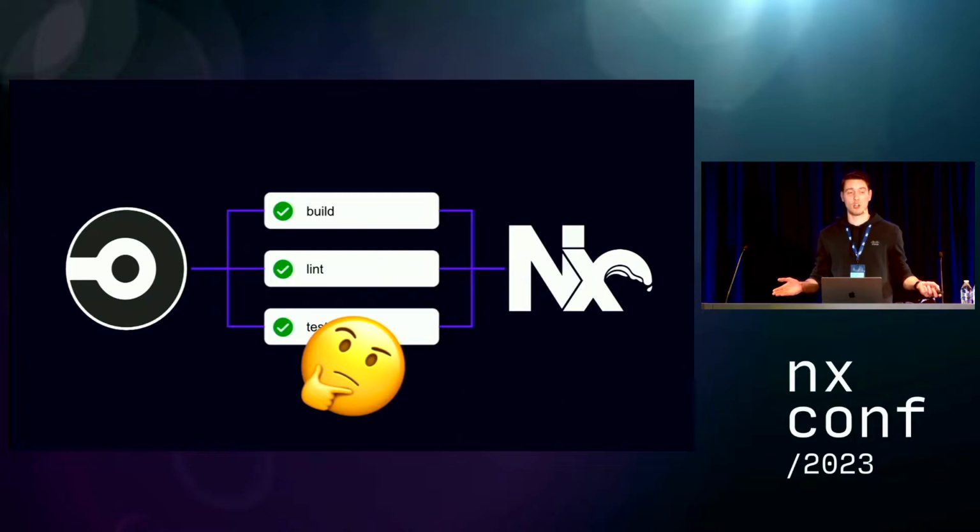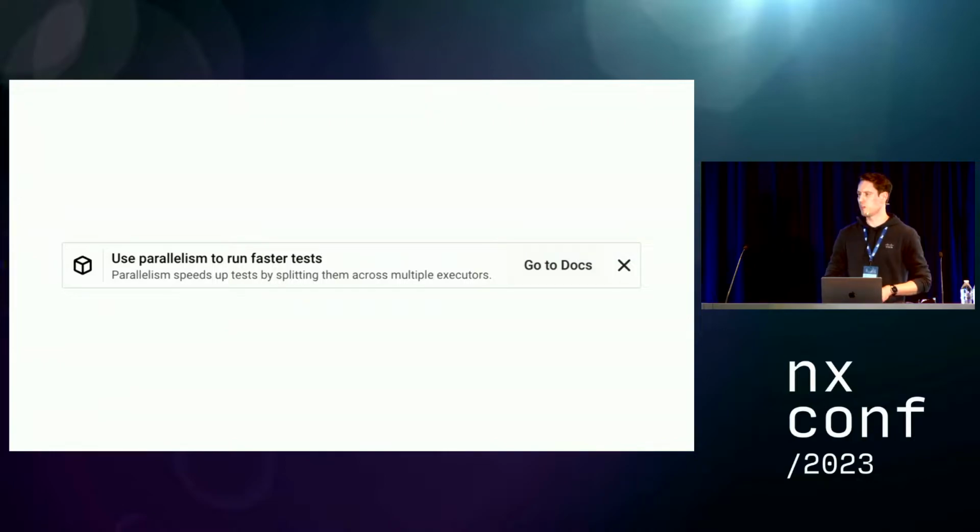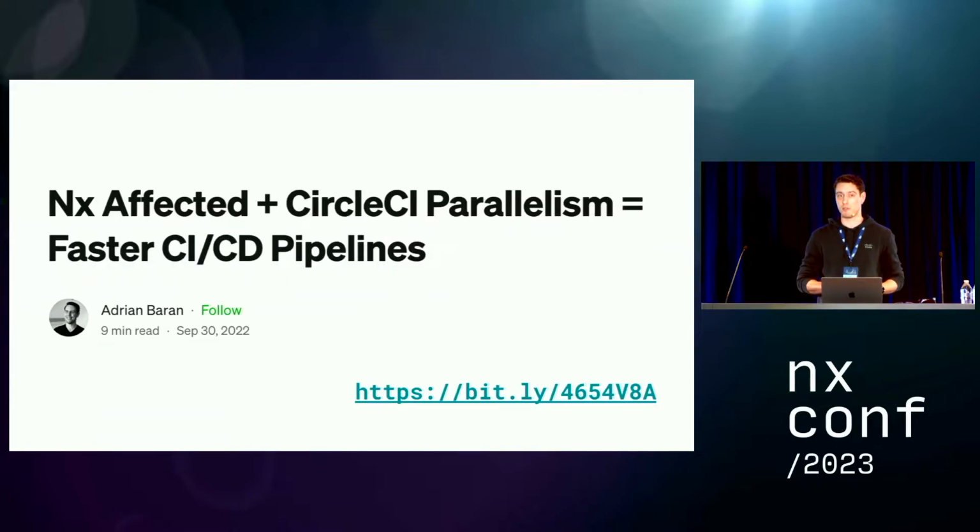So, we looked at our existing tooling, seeing if there's anything that we can do right away. Sure enough, CircleCI dropped us the following hint: splitting tests across multiple executors. This got us thinking. Instead of splitting tests, could we split affected projects? After some time experimenting, the short answer is, yes, you can. If you're interested in learning more, take a look at this Medium post that I wrote up explaining what we did and how we did it.